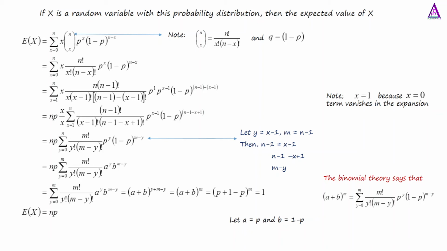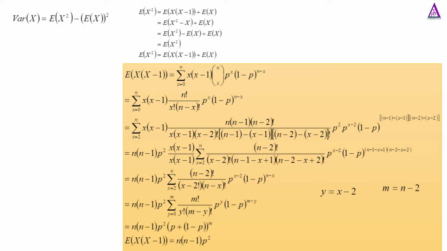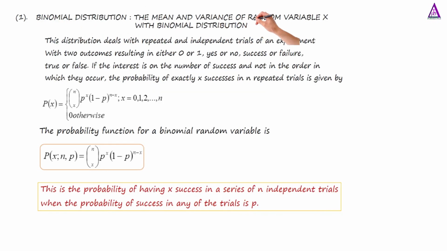I'm here to show us the proving of some discrete random variables. I would like to start from the binomial distribution. This distribution deals with repeated and independent trials of an experiment with two outcomes, resulting in either 0 or 1, yes or no, success or failure, true or false.